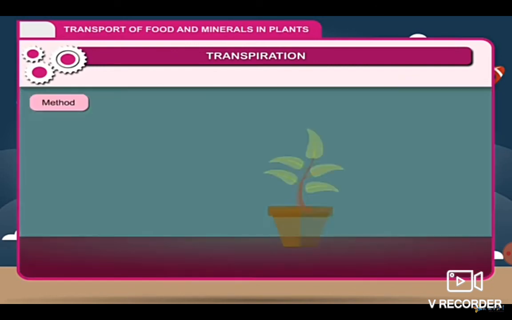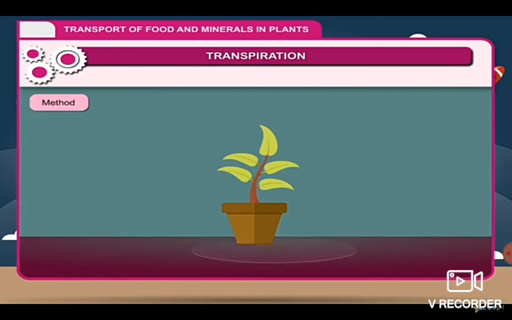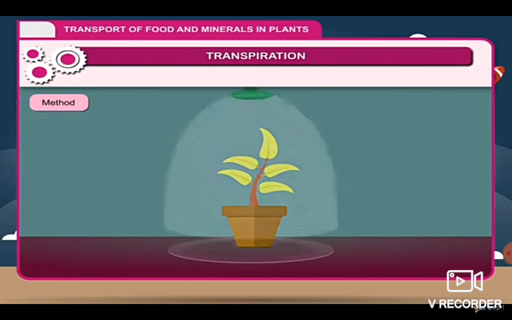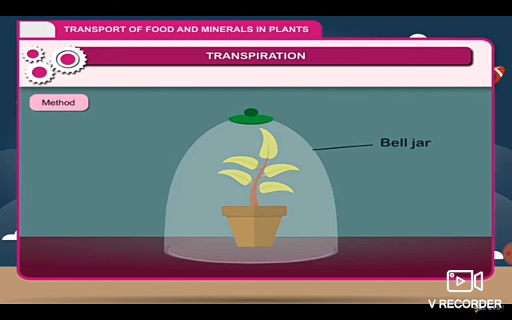Activity. To show that transpiration occurs through leaves. Method. Take a well-watered potted plant on a glass plate and cover it with a dry bell jar. The apparatus is made airtight with Vaseline. After some time, the bell jar becomes misty and a few small droplets will also be seen on the inner surface of the bell jar. Result: this shows water vapor formed during transpiration has condensed on the inner surface of the bell jar in the form of droplets.